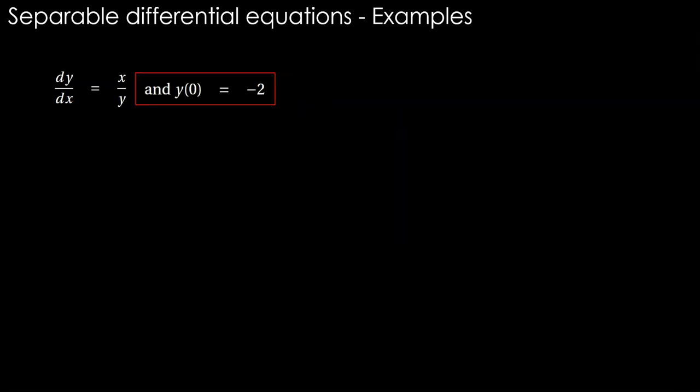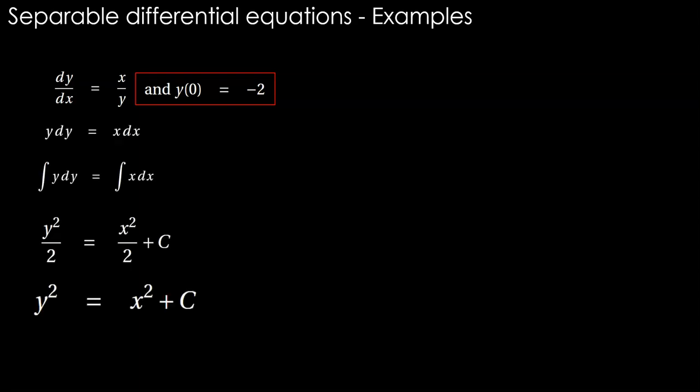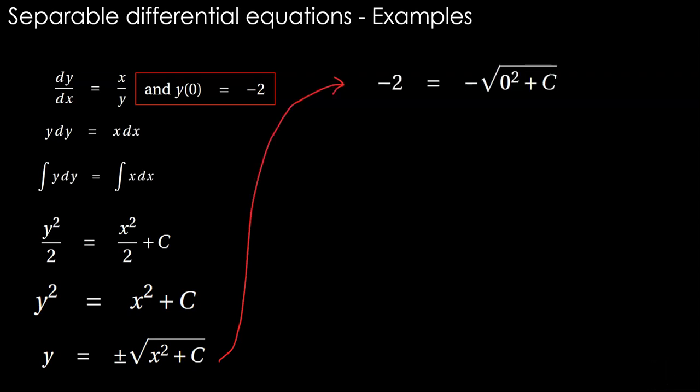But what if we got an initial condition? What if we were told y of 0 is negative 2? Well, then we would do all the stuff we did before, but then we would say, okay, that means negative 2 has to equal negative the square root of 0 squared plus c. I know it's negative because I was told that y of 0 is negative 2. It has to spit out a negative number, so that's the version of the function I will take. Simplifying, I get c equals 4, and I'll plug that back into the original function.